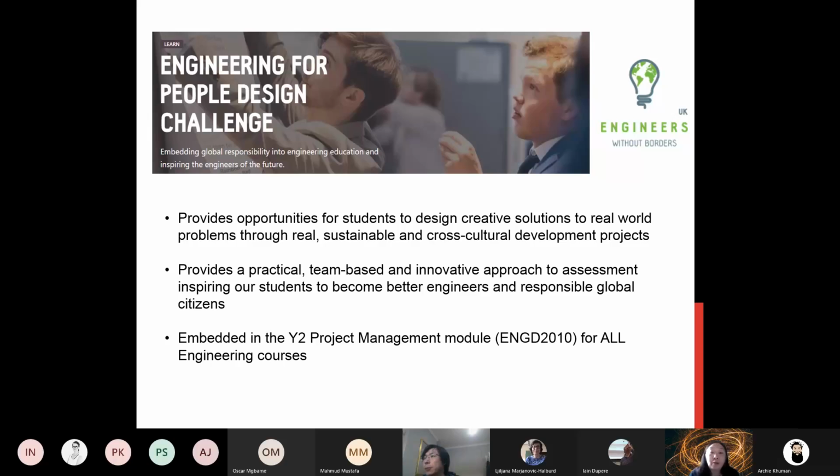The purpose is to embed global responsibility into engineering education and inspire the engineers of the future. This is done by giving students opportunities to design creative solutions to real-world problems through sustainable and cross-cultural development projects. Each year, Engineering Without Borders, or EWB, works with local communities in the poorest areas of the world on the problems that they are facing. They also provide a design brief based on these problems that is the basis of this design challenge. And as Kegon mentioned earlier, this is part of the coursework for students in the second year of engineering courses. Thank you. Next slide, please.